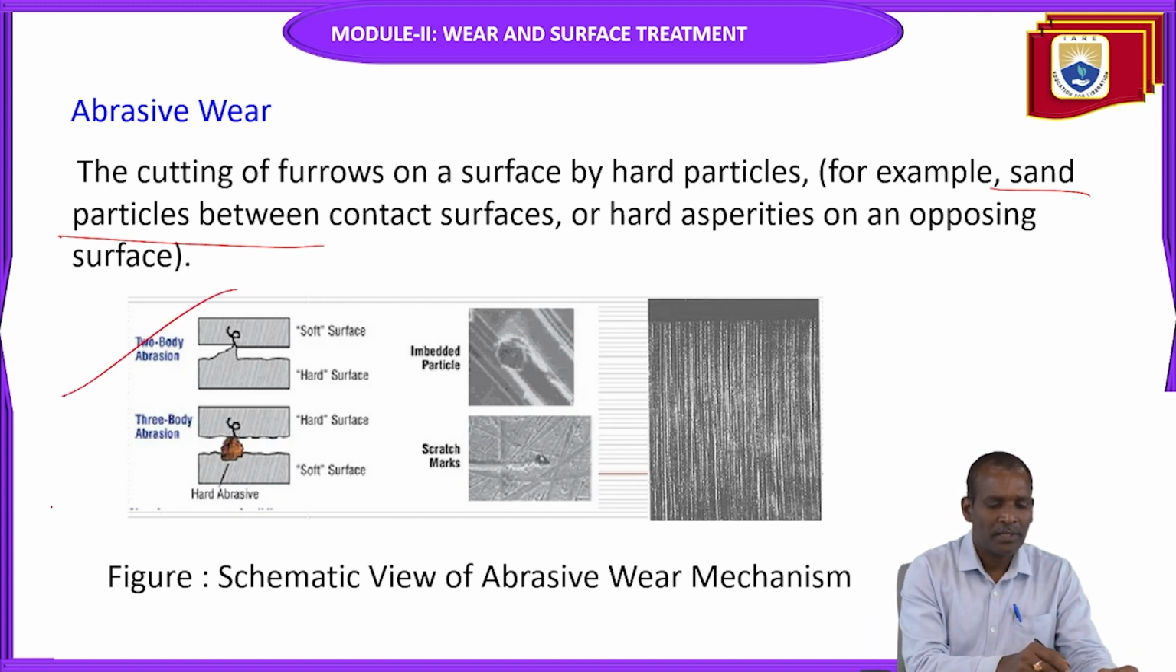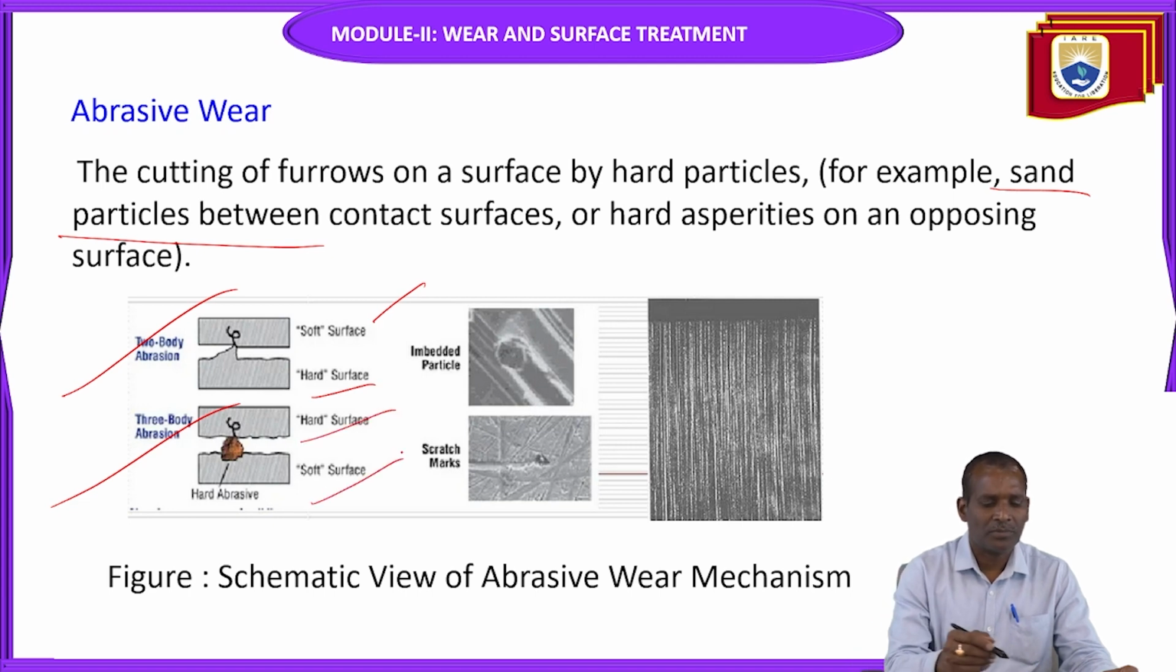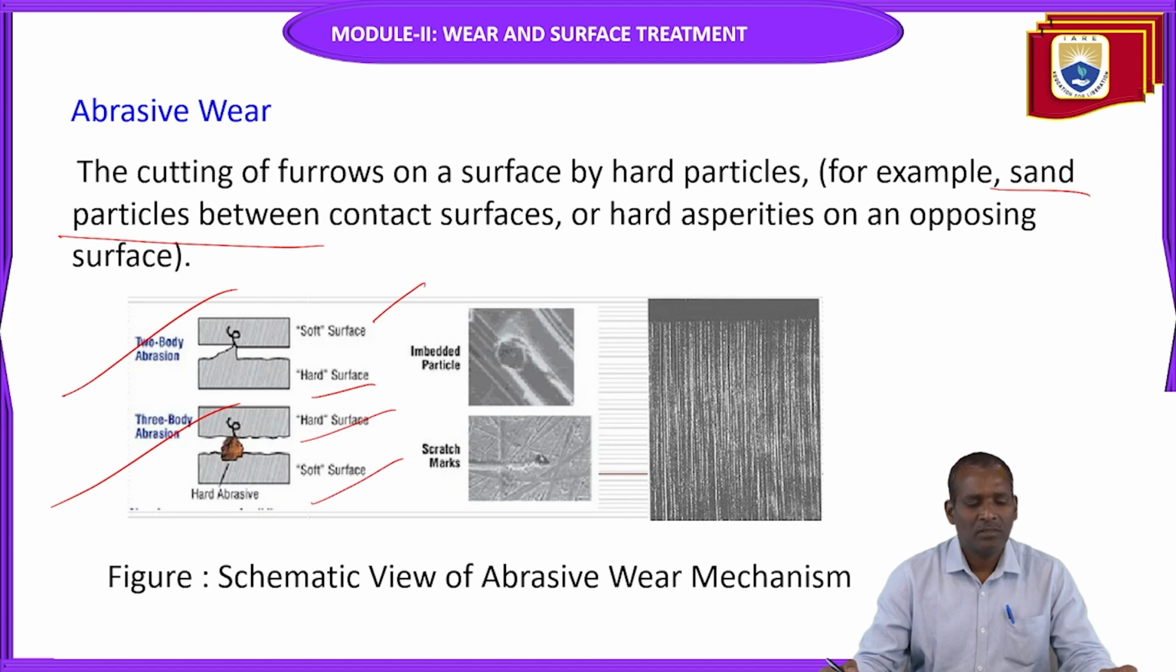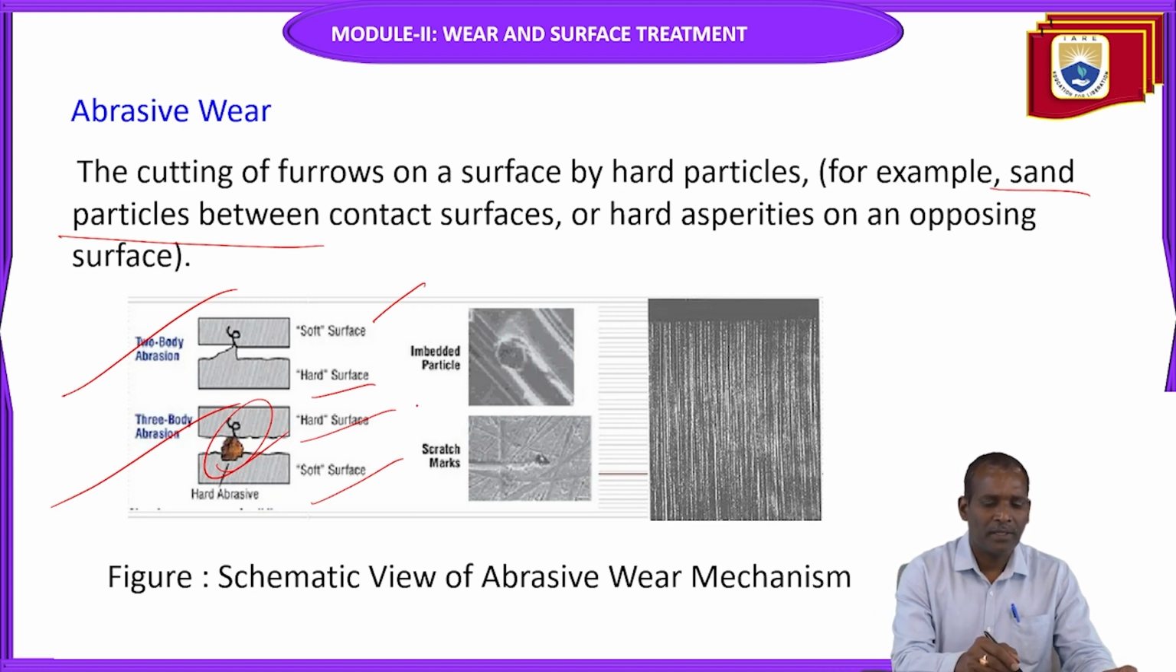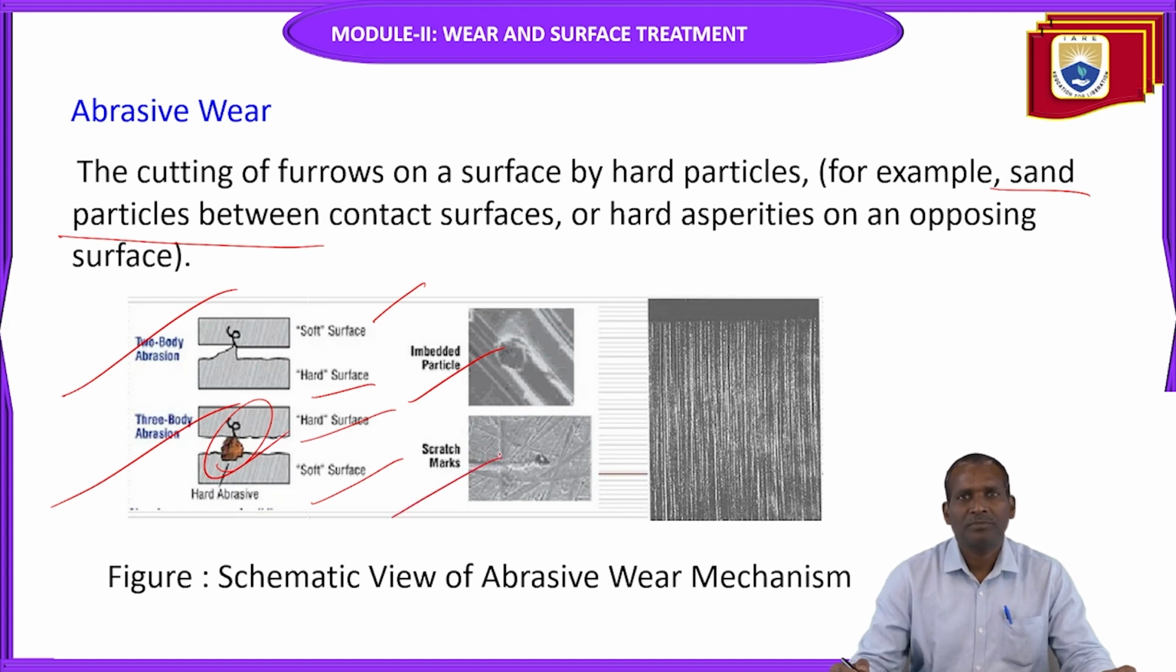So two body abrasion is shown, and a three body abrasion. In this, one is soft and another is hard. In this also, the same hard surface and soft surface, but the third body will be present in between. After examination, you can find embedded particles and scratch marks. This is the mechanism of abrasive wear. Whenever hard particles are present between contact surfaces, abrasive wear is possible.